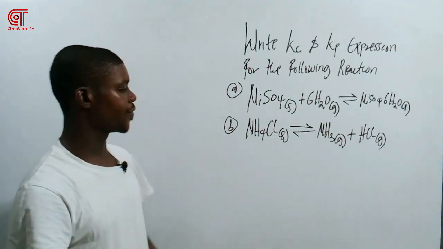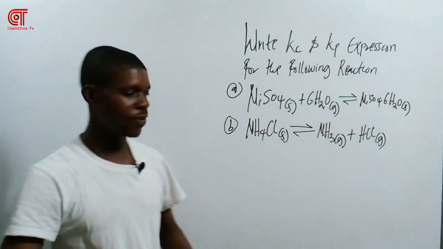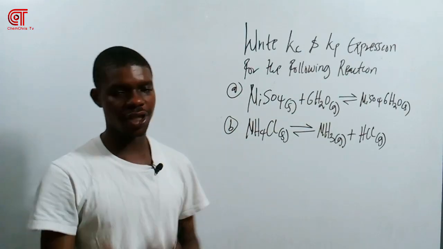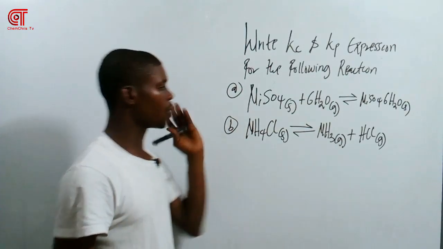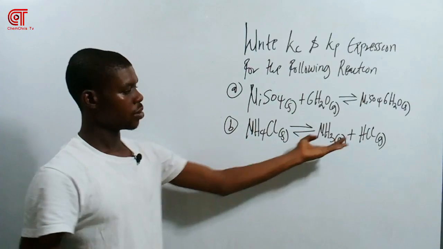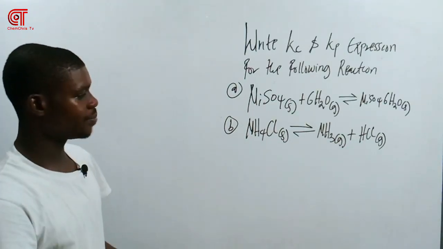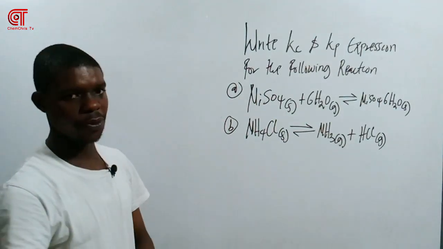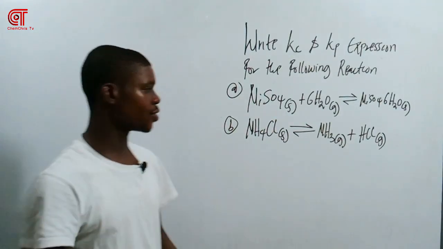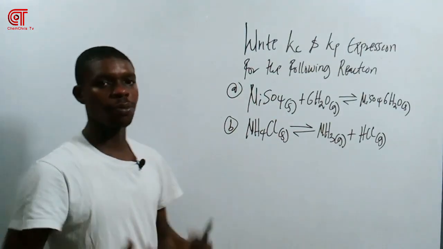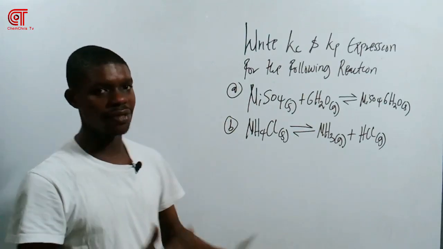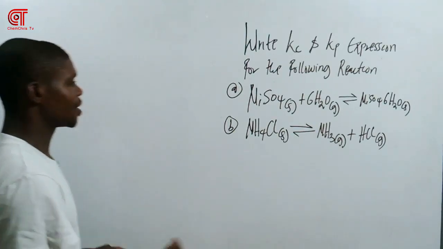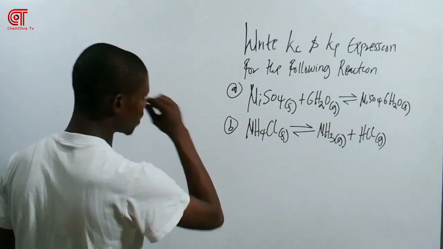If you can, pause the video and try for yourself, so once I'm done, you can cross-check if your answer is correct. So I'll give you question 2. Pause the video and write the Kp and Kc expressions for these two reactions. I really want to see if you get it or not, because most times you really want to try yourself before you see the final answer. That is the way to learn. Let's go over it.